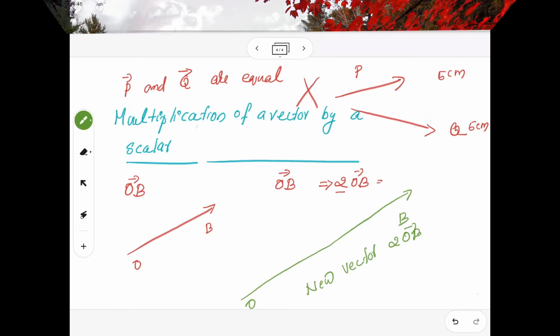But when you multiply with a negative number, then in that case the direction of the vector will change. For example, I am multiplying the vector OB with minus 1. Okay, so I am writing it as vector OB into minus 1. So what will happen? This will be minus vector OB. So minus vector OB means what? It is just a reverse of the previous vector.